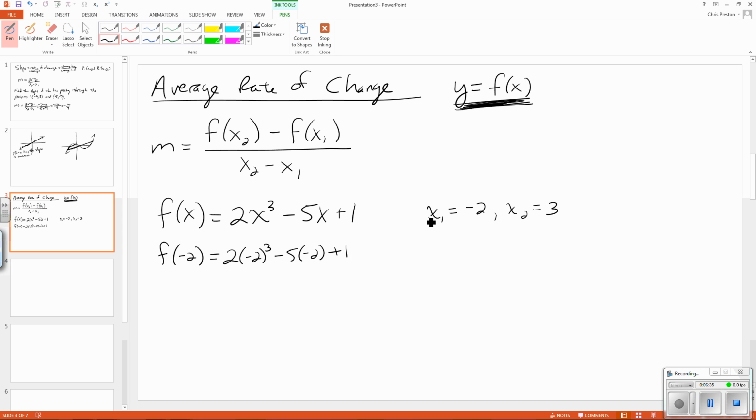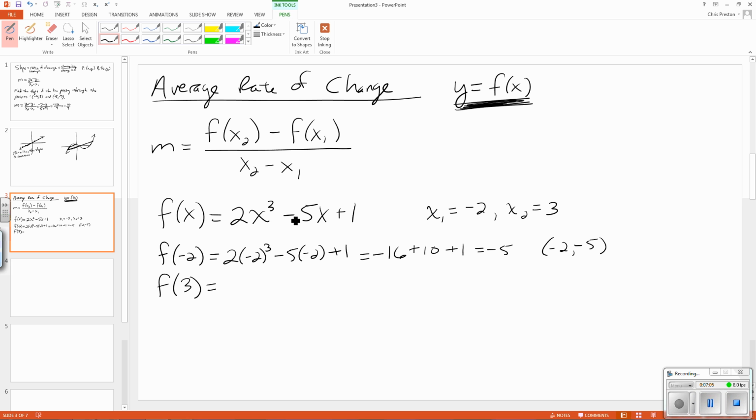Again, this has function notation. We're just plugging that in and working it out. -2 cubed is -8, times 2 is -16. -5 times -2 makes +10, plus 1. So -16 plus 10 is -6, plus 1 is -5. So there is a point on this curve where the x value is -2 and the y value is -5. So there's 1 point. Then I need a second point.